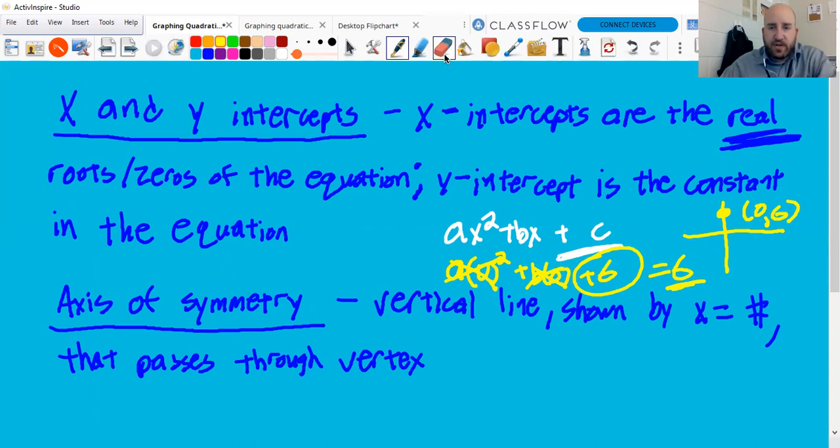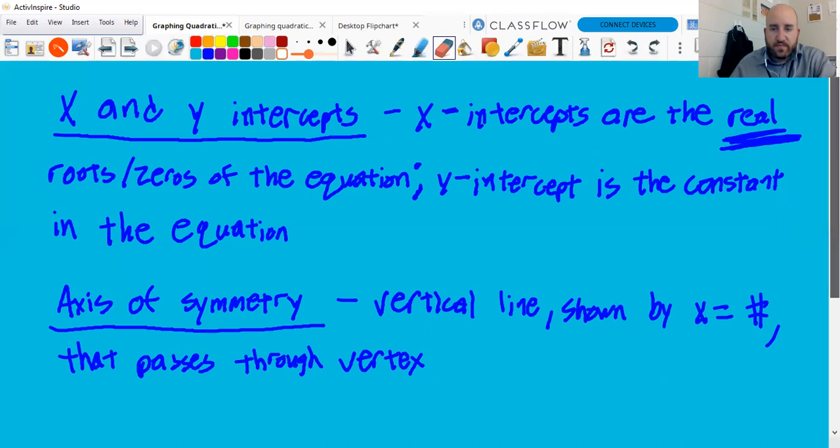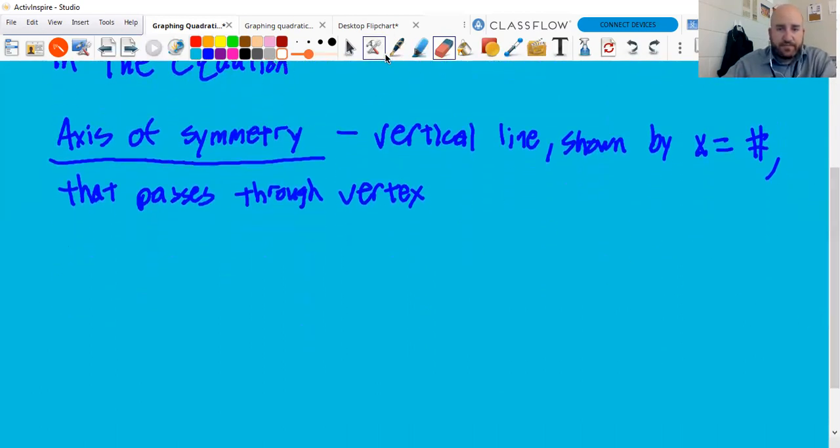My axis of symmetry is a vertical line shown by x equals a number that passes through the vertex. So let's draw this down a little further. For that one, I did it in pink in class. Let's see if pink's going to show up here. That's pretty good. So what did I have? 4, 2 is my vertex. I know it's spaced a little further out.